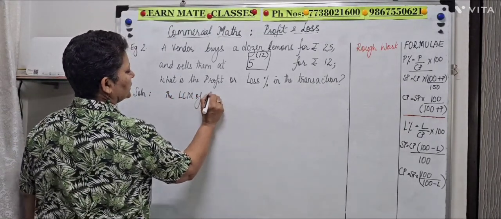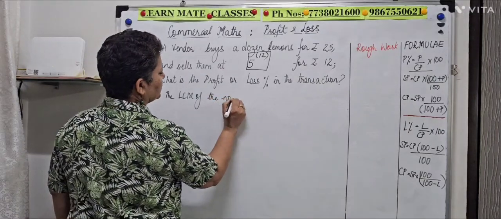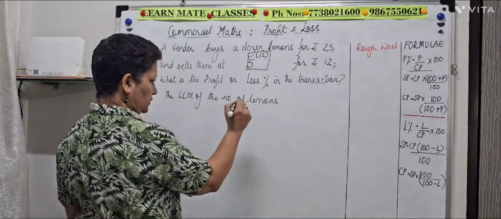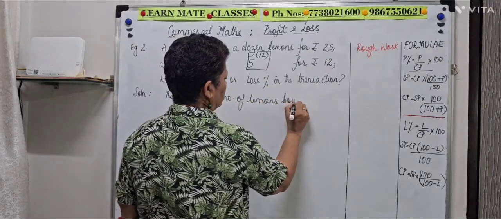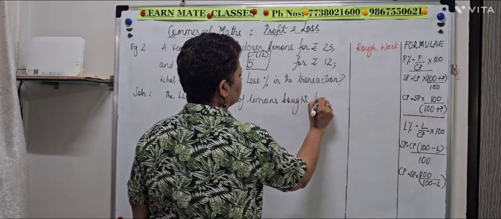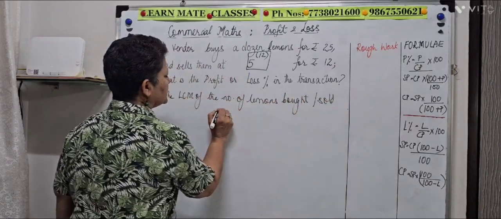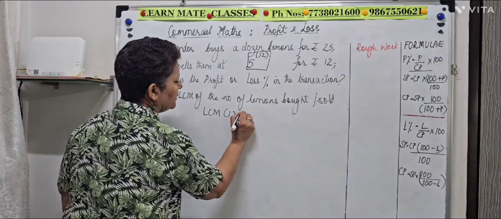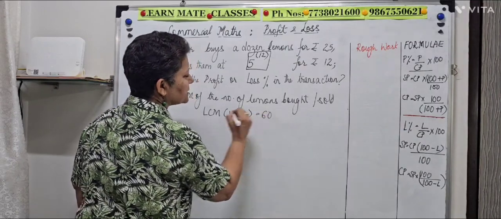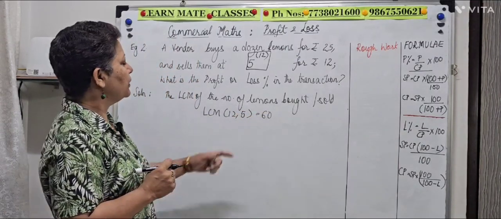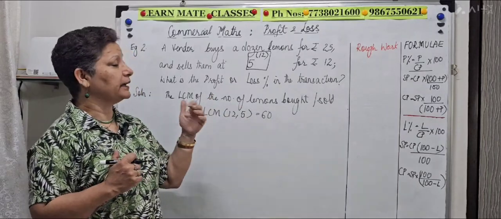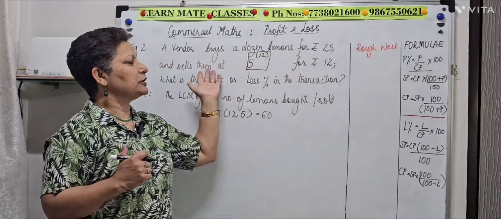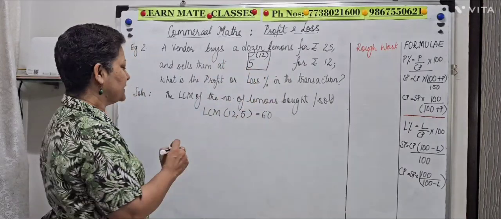of the number of lemons bought and sold. In this case, we are looking at the LCM of 12 and 5, which is nothing but 60. Right? Now, from this 60, I'm going to try and find out the cost price of 60 lemons and the selling price also of 60 lemons.